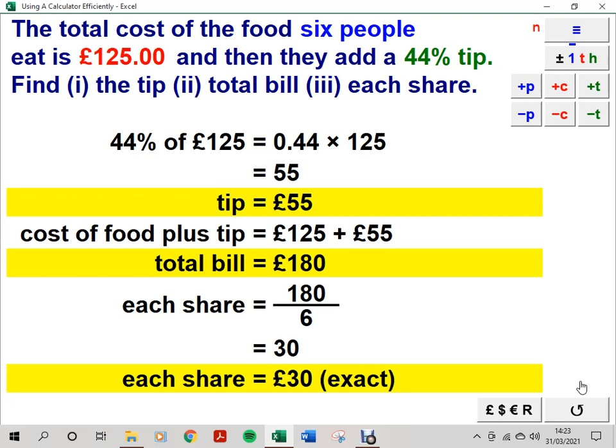We might lead our pupils to consider if £25 is a more appropriate rounded amount of money for each person to give. 6 times 25 is 150. That's a £25 tip, which represents a more reasonable but still generous 20% tip.